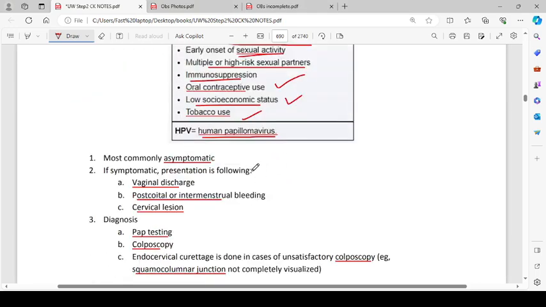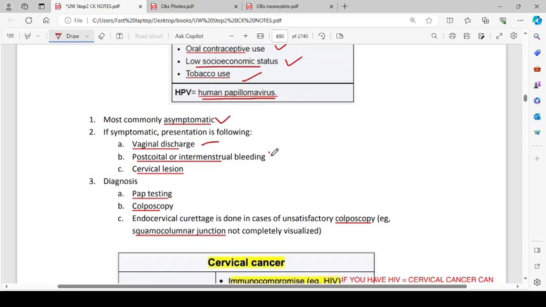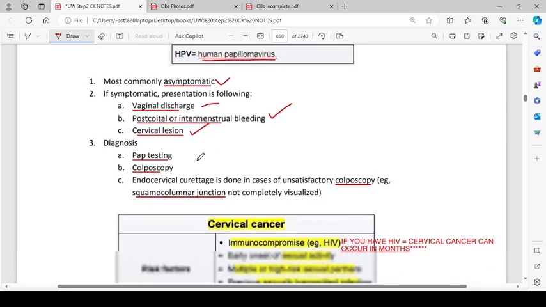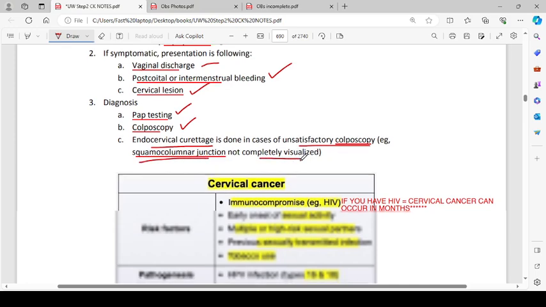So most commonly, the people who have cervical cancer are asymptomatic. If symptomatic, presentation is vaginal discharge, postcoital or intermenstrual bleeding, and cervical lesion. Diagnosis is done with pap testing and colposcopy. Endocervical curettage is done in cases of unsatisfactory colposcopy, for example, squamocolumnar junction not completely visualized.